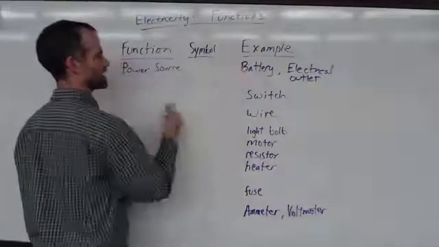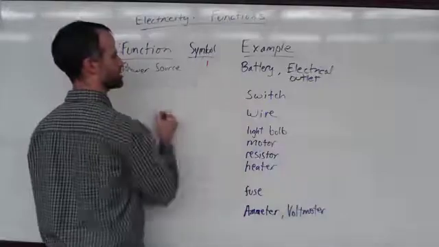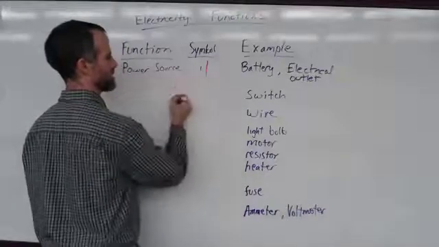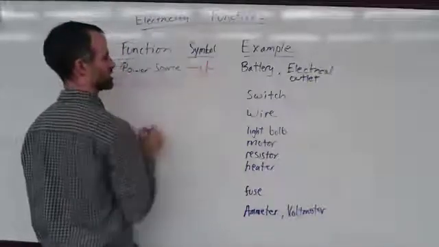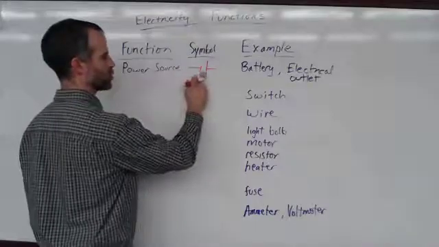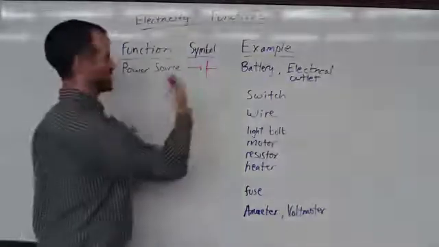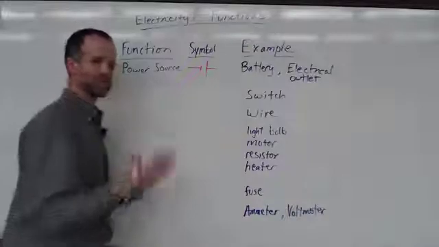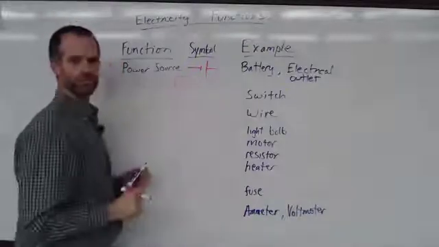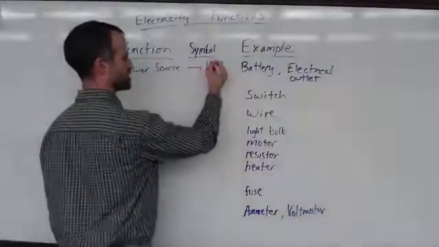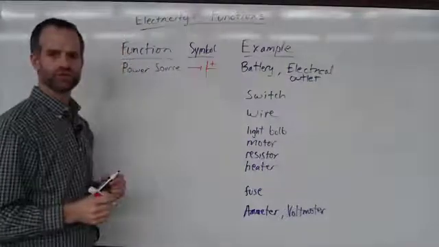How do you draw that symbol? It is two lines separated with a space and then a wire coming out of each side. Now you have to know which side is the positive side. I can give you a drawing and ask you which one's positive. The long line is always the positive side of the power source.